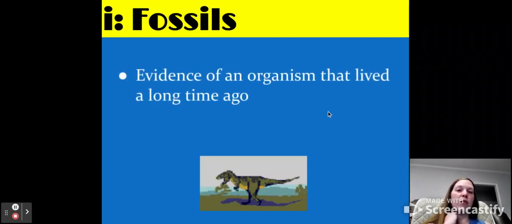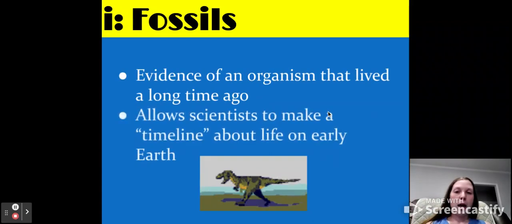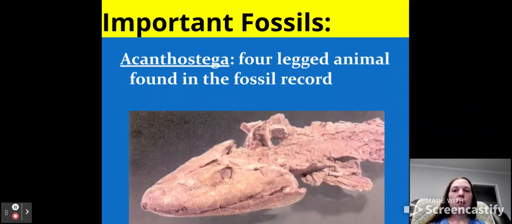So this is evidence of an organism that lived a long time ago, and scientists can use this to make a timeline about life on early Earth because they can, again, test it for the amount of carbon, kind of give it a range of when it existed on Earth. Some important fossils that were found: Acanthostega, which is a four-legged animal that was found in the fossil record. So that's looking at the oldest microfossils that we've got.